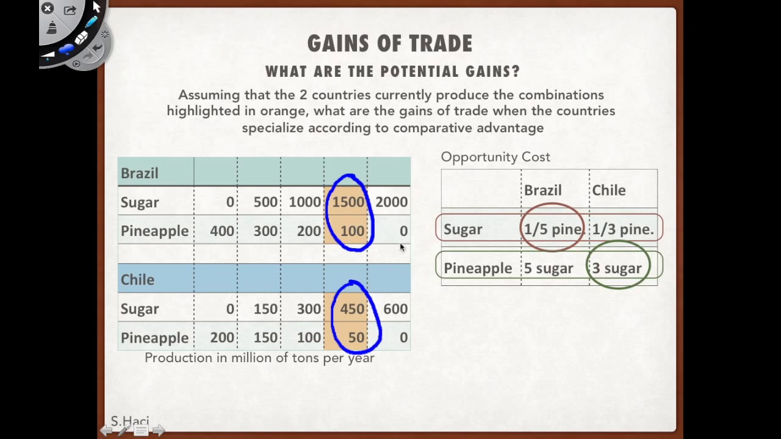So the specialization would dictate that Brazil does sugar and they would be able to produce a maximum amount of 2,000. And if Chile does the pineapple, they could produce a maximum quantity of 200.